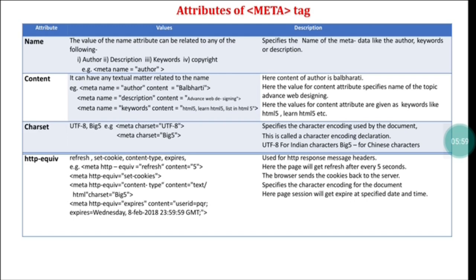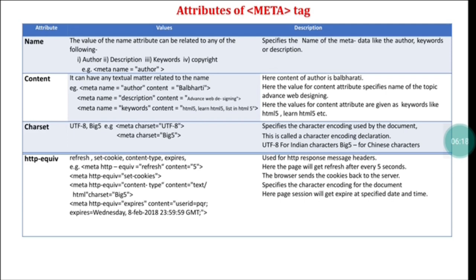The value of the content attribute specifies the name of the topic, advanced web designing. The next value for the content attribute is given as keywords, like HTML file, learn HTML file, etc.